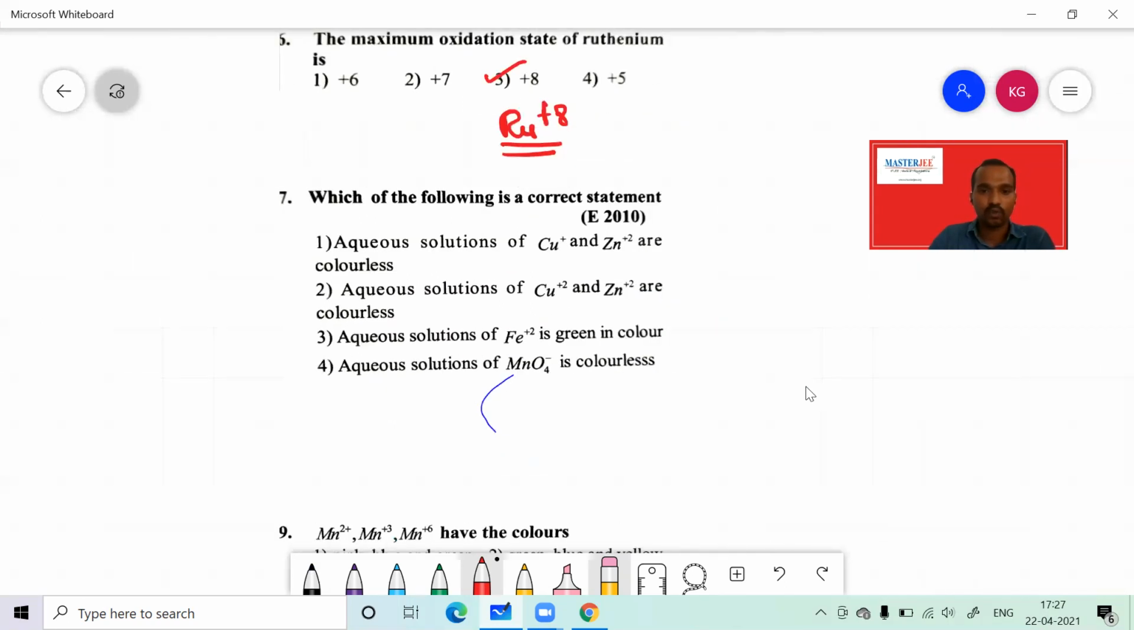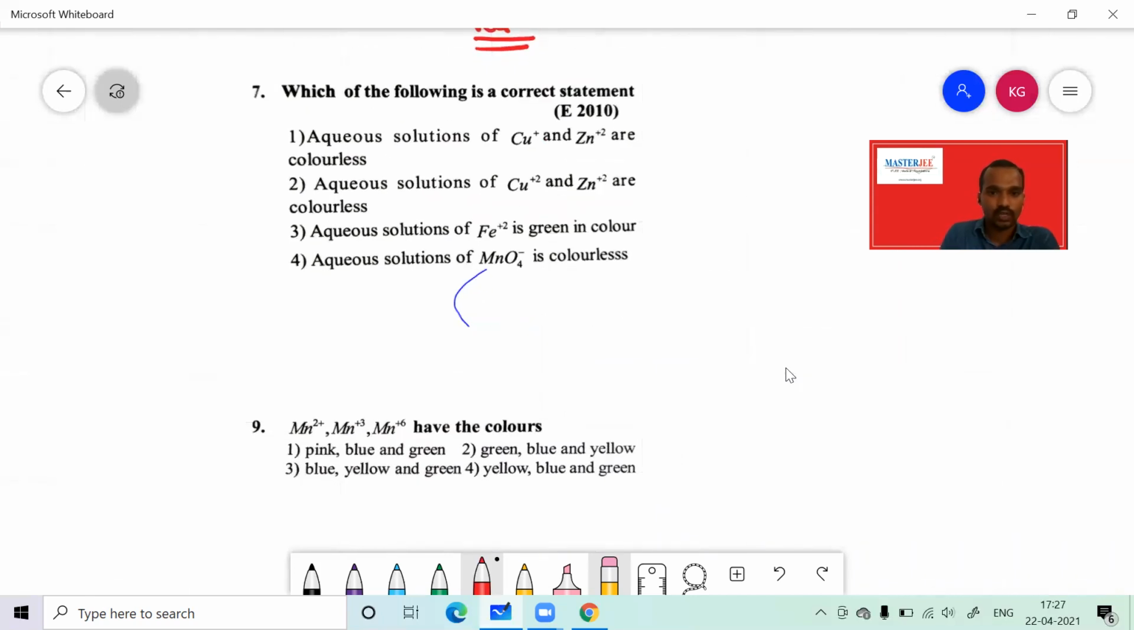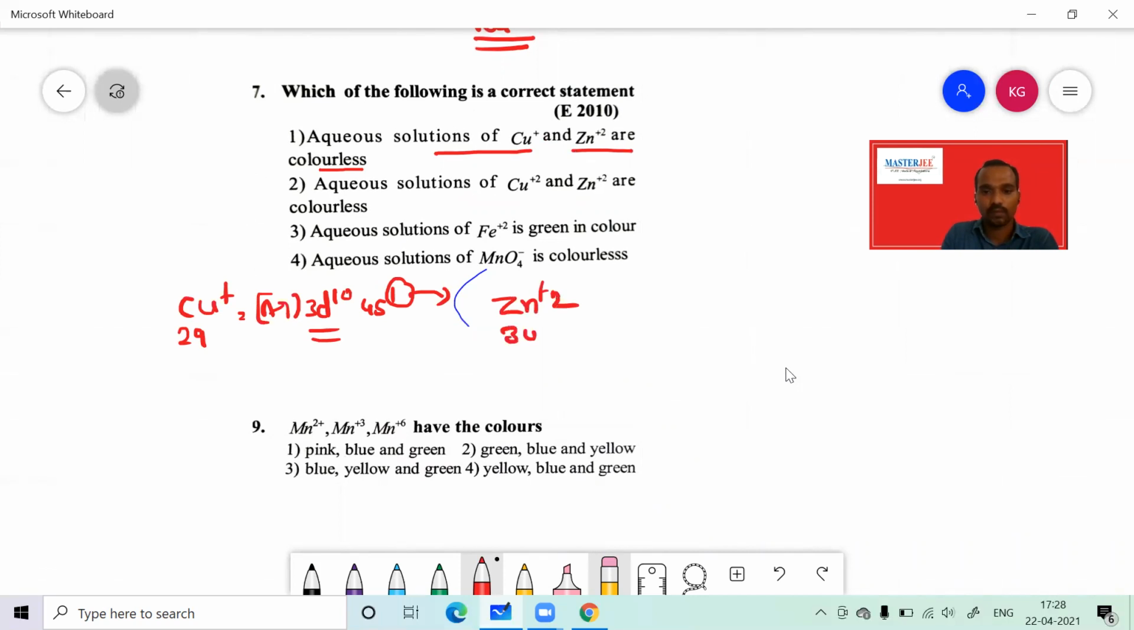Next, which of the following is a correct statement? Aqueous solutions of Cu plus and Zn plus 2 are colorless. Let's see. Copper has atomic number 29, argon 3d10 4s1, and Cu plus means it loses this electron, leaving 3d10. Zn plus 2: zinc has atomic number 30, argon 3d10 4s2, and after losing these two electrons it is 3d10 only. Both have a stable, completely filled d10 configuration, so they won't show any color in aqueous solution.